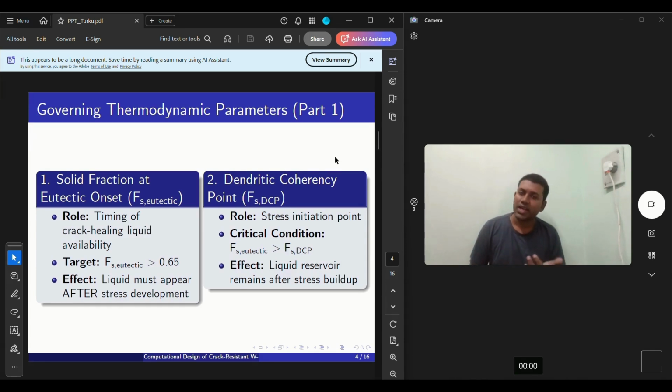The second point is the dendritic coherency point, the relationship between the Fs value for the eutectic phase and the Fs value for the dendritic coherency point. This comes into play when the dendrites form solid networks and tensile stresses start to peak at their contact points. So if the solid fraction value for the eutectic is larger than that of the dendritic coherency point, it ensures that even after the solid skeleton forms, the liquid is available. The liquid remains to permeate and relax the stresses, preventing initiation of any sort of hot tears.